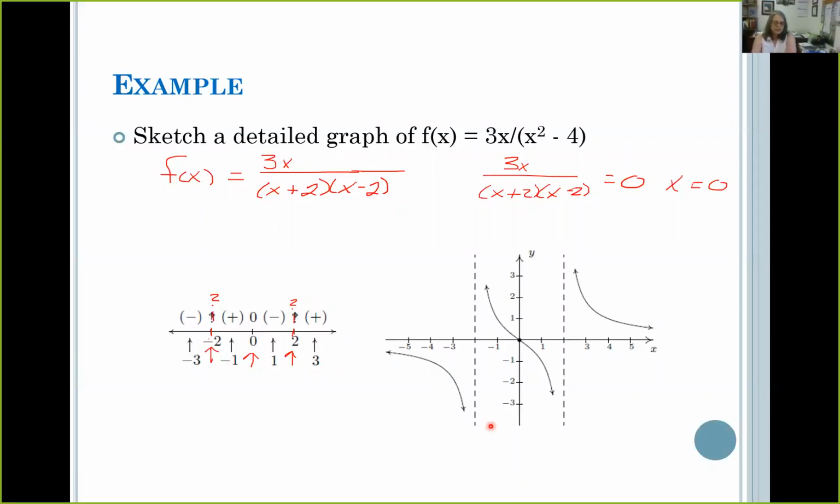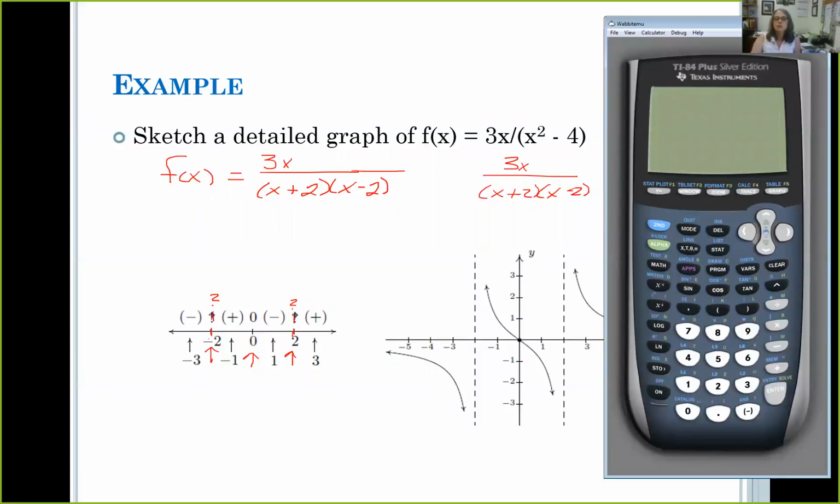Now with graphing calculators, this again gets a little simpler. Whether we take a look at this on Desmos or on our calculator, we will see pretty much the same thing. Here's the kicker though. Let me just plug this in, and we have to be a little careful on our calculators when we're putting this in. What we've got is 3x divided by, now put your entire denominator in parentheses, x squared minus 4 in parentheses.